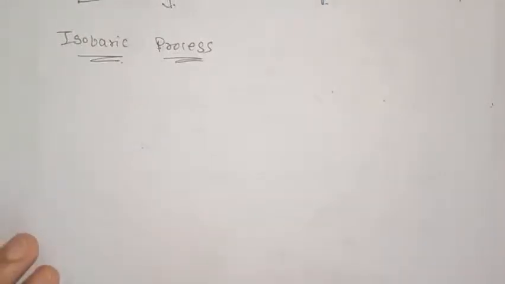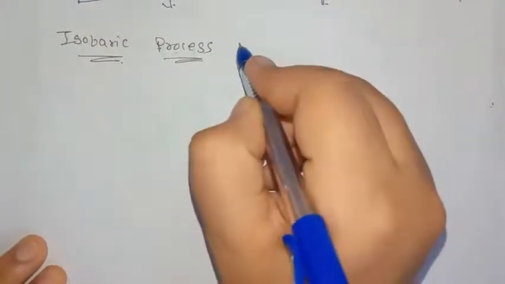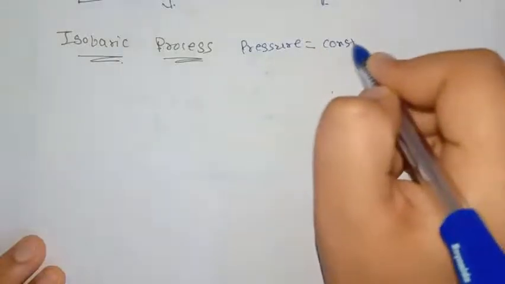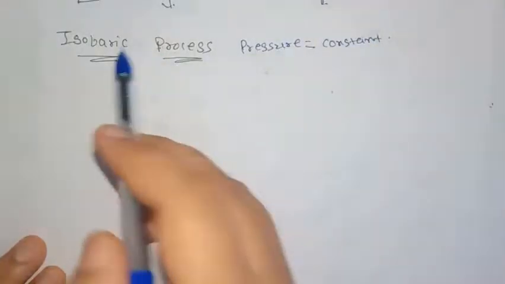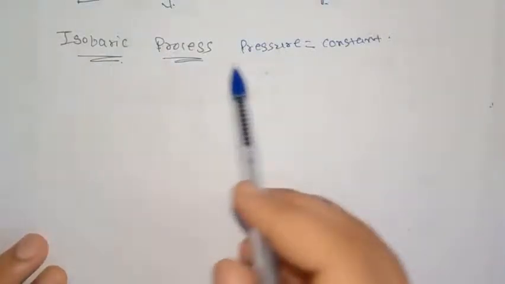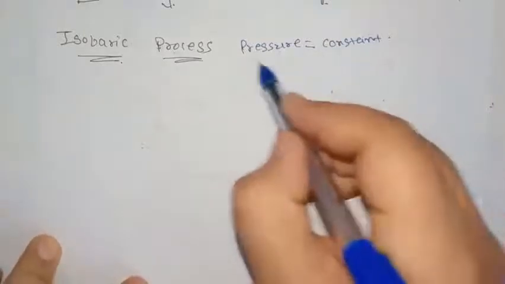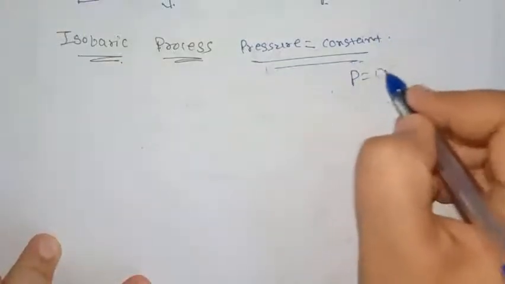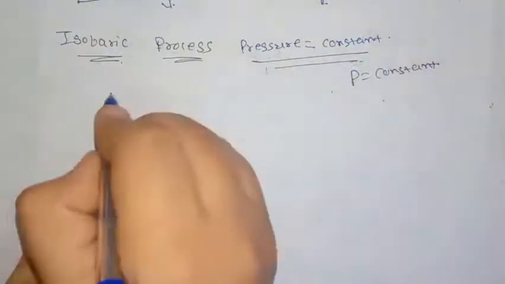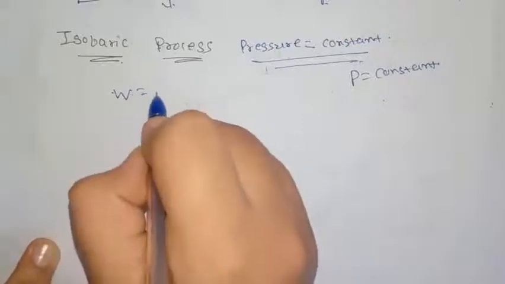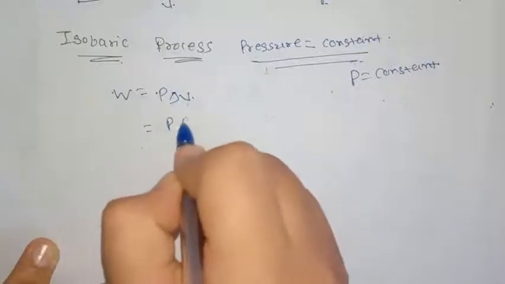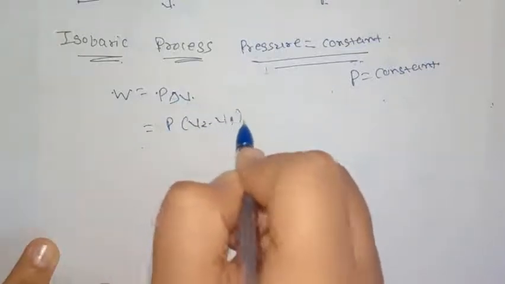In the isobaric process, the pressure remains constant. You can remember it like this: isobaric, bar is the unit of pressure. So isobaric process means pressure remains constant. So work done will be given by P delta V, that will be equal to P(V2 minus V1).